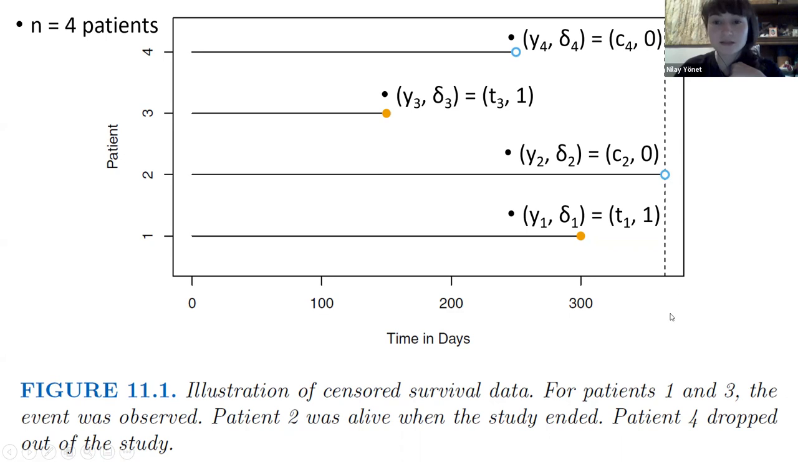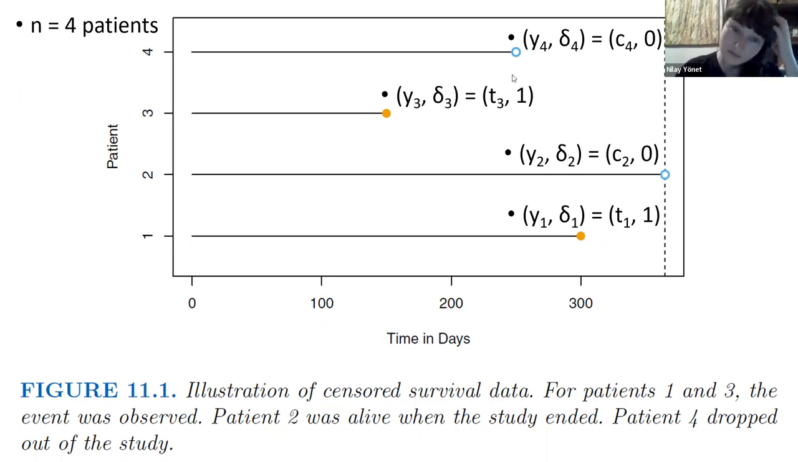But since our study ended here, we will take the random variable y as censoring time instead of survival time. And since the status of the patient is censored, we will take 0, because censoring time is reached before the event occurs.